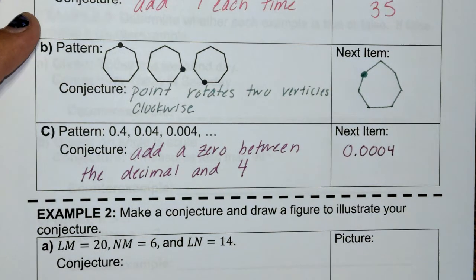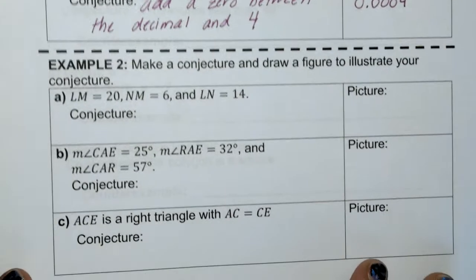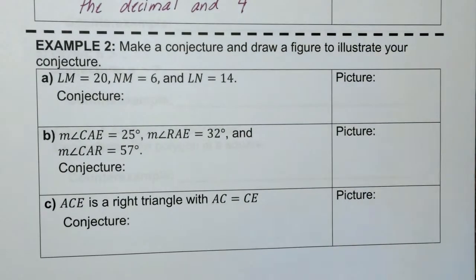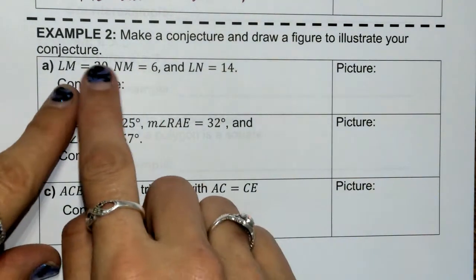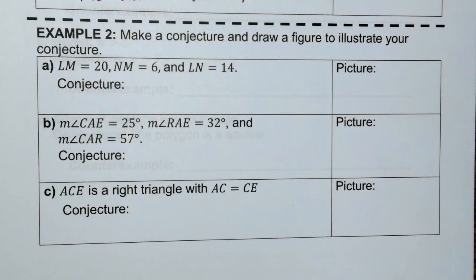All right, so our next section here, we're going to be drawing some things. And my classes are doing so well with this. All we did was just read this, and I had students popping out great conjectures. I'm going to go through this step by step. We have LM equals 20, NM equals 6, and LN equals 14. So we're going back to segments, and we're talking about the lengths of the segments.